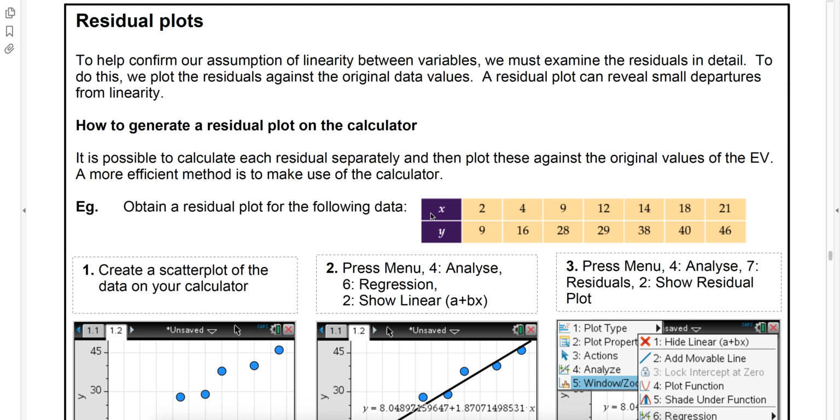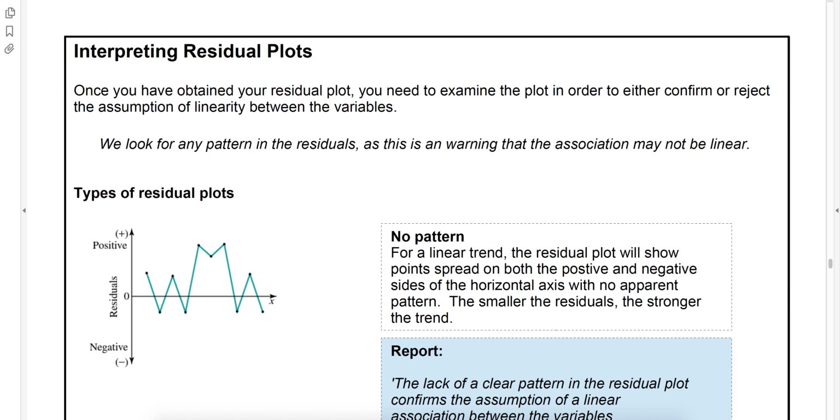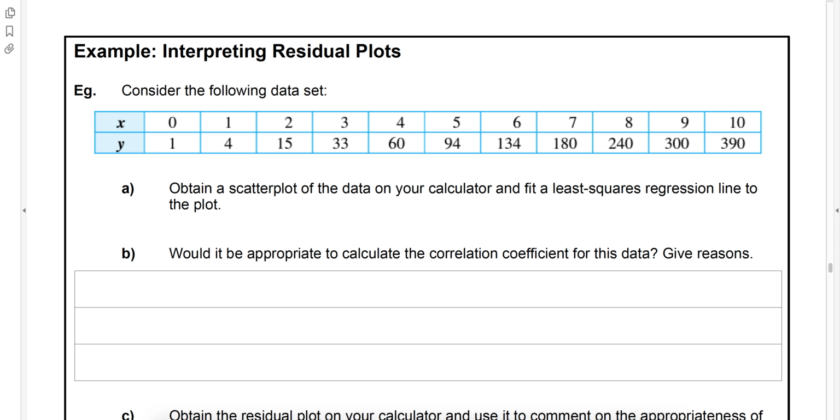For this week, in this particular video, what I want to do is go through residuals again, but this time in terms of a residual plot, and show you what significance a residual plot has in our regression analysis. After that, we'll look at how to find a residual plot, how to interpret one, and a typical question that you might come across for residual plots.